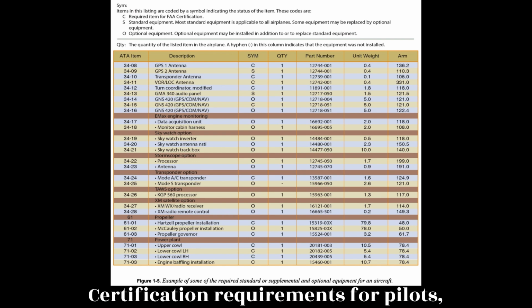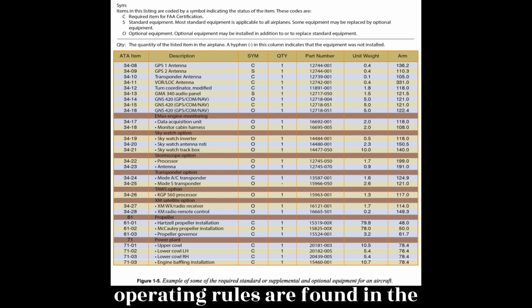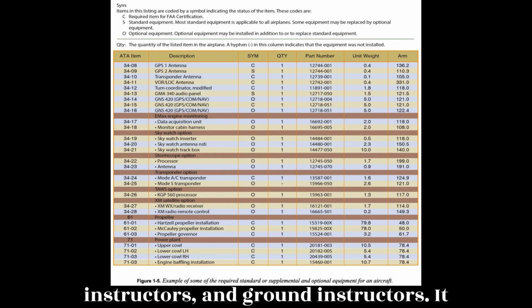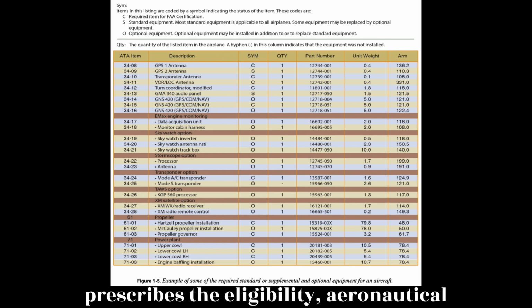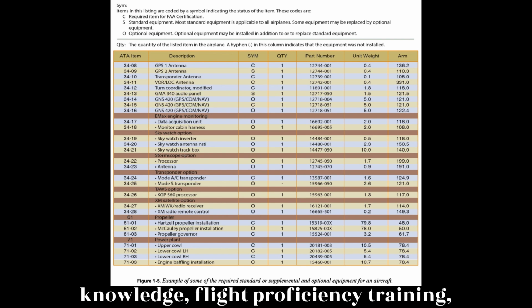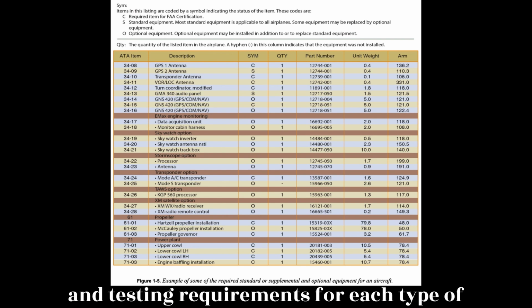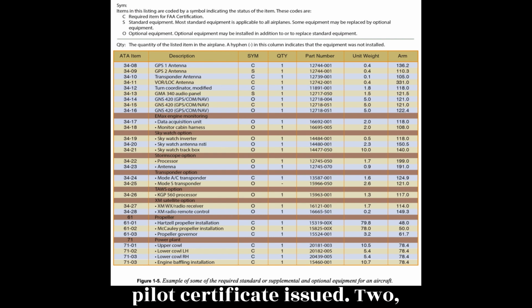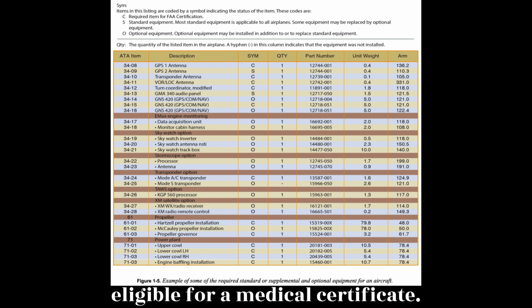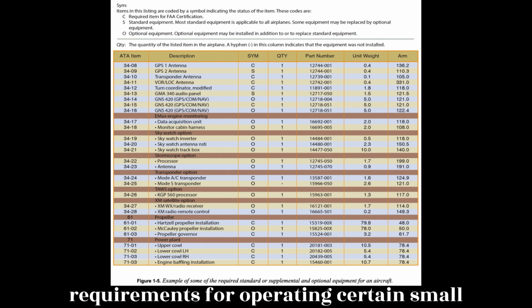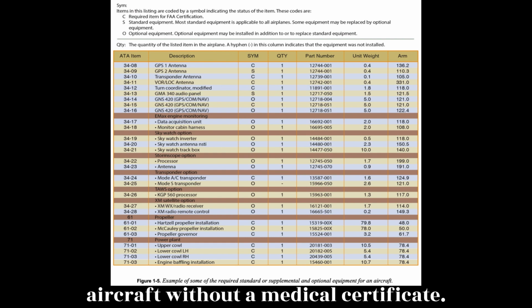Certification requirements for pilots, medical certificate requirements, and operating rules are found in the following parts. 1. 14 CFR Part 61 pertains to the certification of pilots, flight instructors, and ground instructors. It prescribes the eligibility, aeronautical knowledge, flight proficiency training, and testing requirements for each type of pilot certificate issued. 2. 14 CFR Part 67 prescribes the medical standards and certification procedures for issuing medical certificates for airmen and for remaining eligible for a medical certificate. 3. 14 CFR Part 68 contains requirements for operating certain small aircraft without a medical certificate.